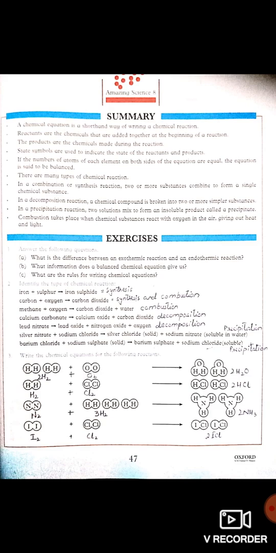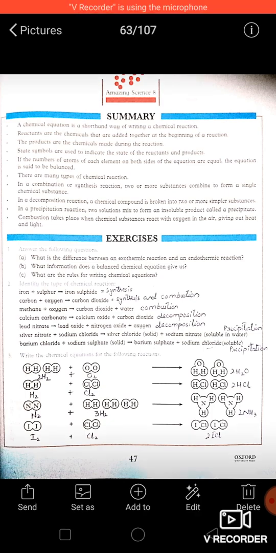Here is the bookwork of your unit number 6. First of all, question number 2, we have to find out the type of chemical reaction. First, iron and silver, synthesis. Next, carbon and oxygen, synthesis and combustion. Third, combustion. Next, decomposition. Fifth, decomposition. Sixth, precipitation, and the last one is also precipitation.